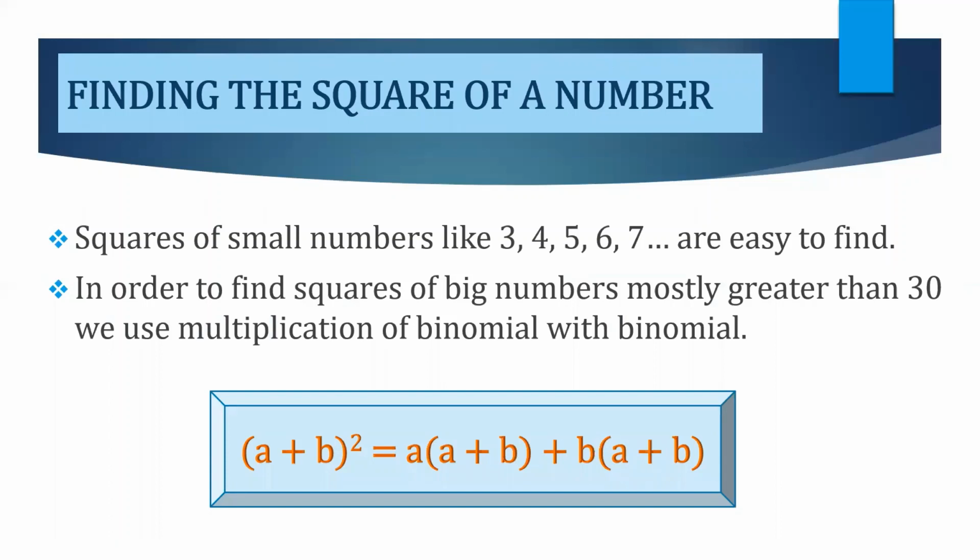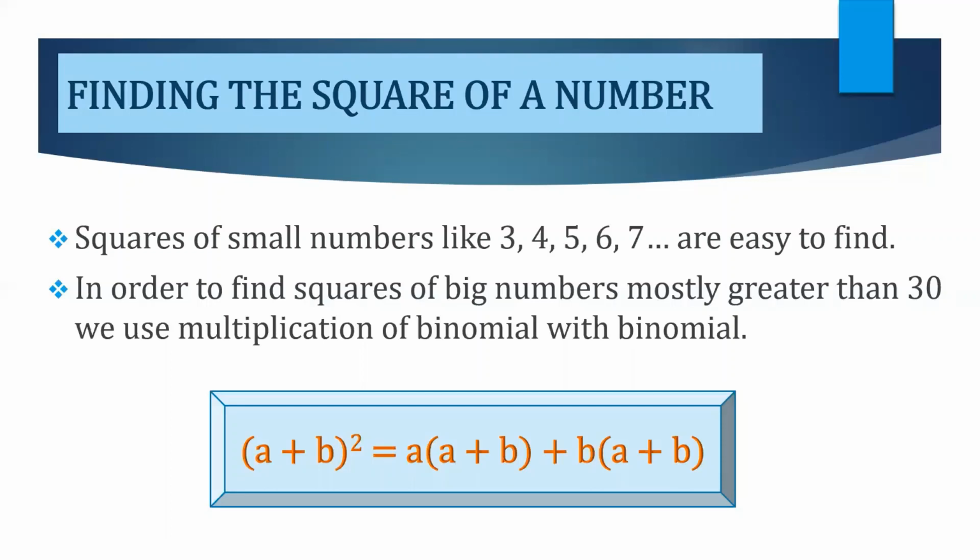Next, finding the square of a number. Suppose I give you a very big number to find the square of, say any 3-digit or 2-digit number, then how do you find it? Because till 30 I have already told you to learn the squares. So if you have learned the squares till 30, you don't find any problem when you have to write the square. But when you are given a bigger number, then we have to go back to standard 7, where you have learned the multiplication of binomial with binomial.